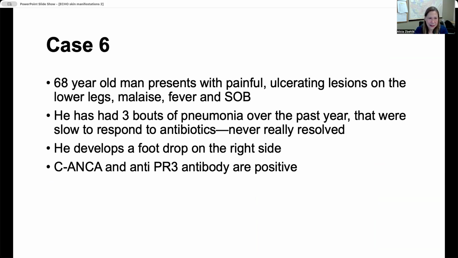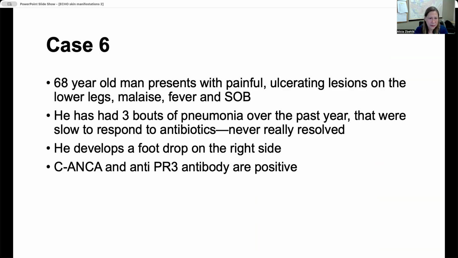So this is case 6. This is a 68-year-old man presented with painful ulcerating lesions on the lower legs, malaise, fever, and shortness of breath. So he's sick, and he's been sick for a while. He's had several bouts of pneumonia over the past year, treated with multiple courses of antibiotics, and he'd get better, but not really ever resolve.